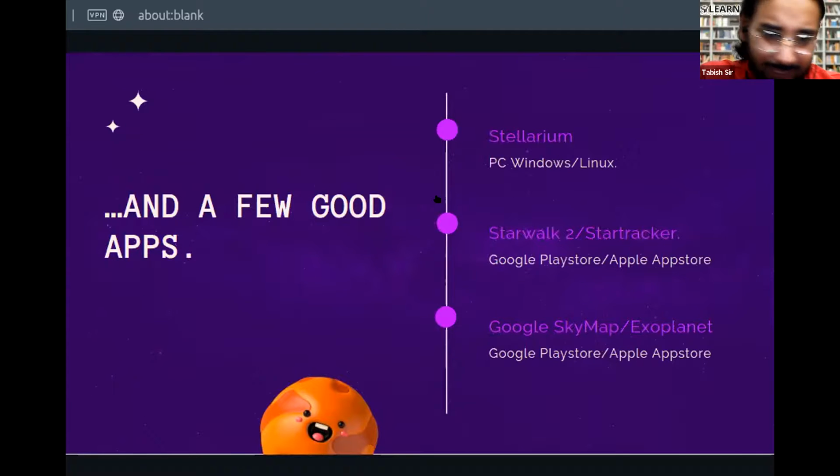Other apps are Star Walk 2 or Star Tracker, which are available on Google Play and Apple Store, respectively. And then there are Google and Apple's own versions of these sky apps. The Google version of this app is called Google Sky Map, and the Apple version is called Exoplanet.